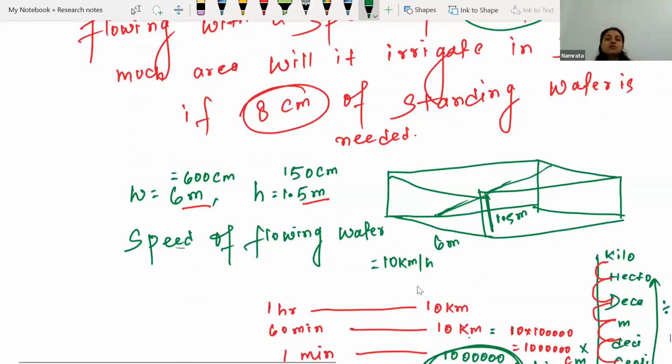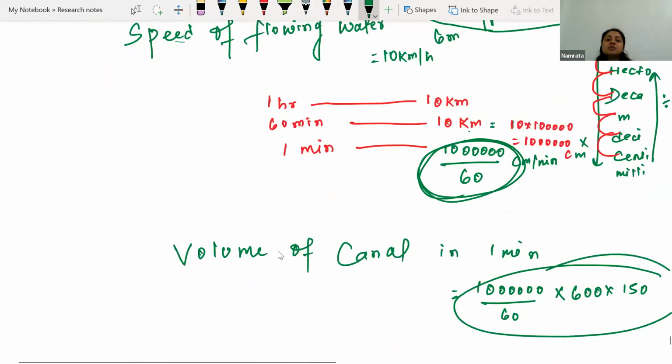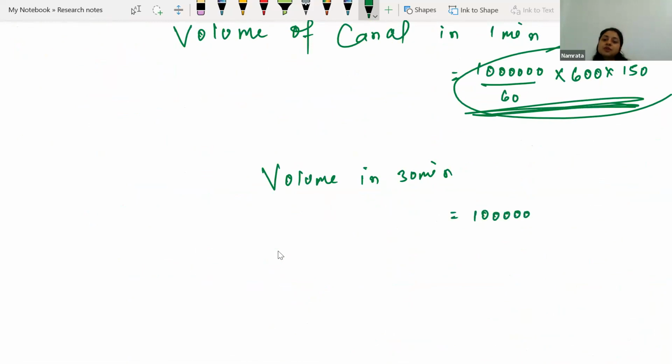What does the question say? How much area will it irrigate in 30 minutes? In 30 minutes we have to find. That means the volume in 30 minutes will be this all multiplied with 30. Are you getting? Yes, ma'am. So everything divided by 60 into 600 into 150. This was the volume in 1 minute. Now in 30 minutes, into 30 will be the volume.